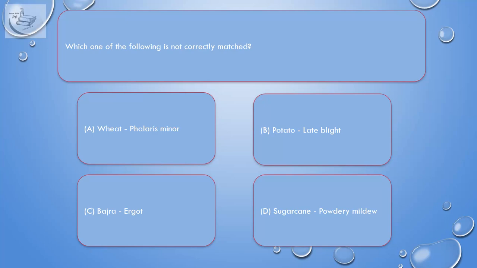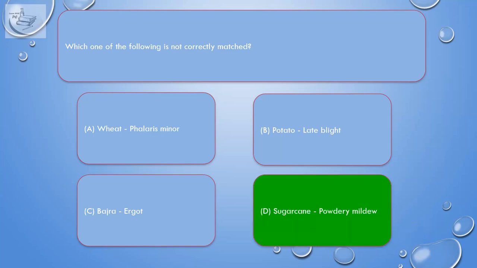Question: which one of the following is not correctly matched? A. Wheat, Phalaris minor. B. Potato, late blight. C. Bajra, ergot. D. Sugarcane, powdery mildew. Correct answer is D. Sugarcane, powdery mildew.